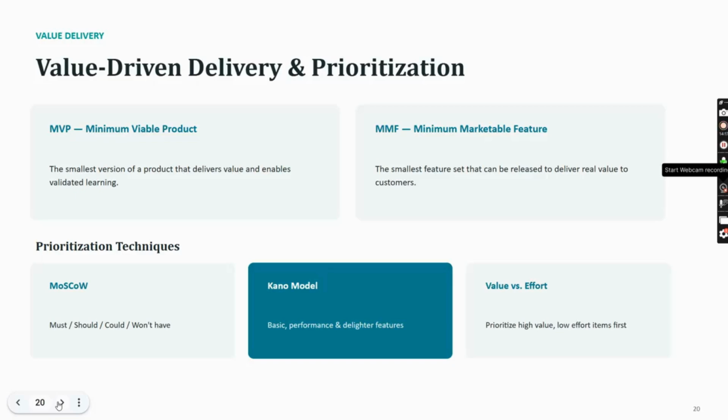Then minimum marketable feature, the smallest feature set that can be released to deliver real value to the customers. Then prioritization. MoSCoW is the technique: what must have, what should have, what could have, and what won't have. And the Kano model: basic, performance, and delighter features. Value versus effort: prioritizing high-value and low-effort items first. So I hope this helps.